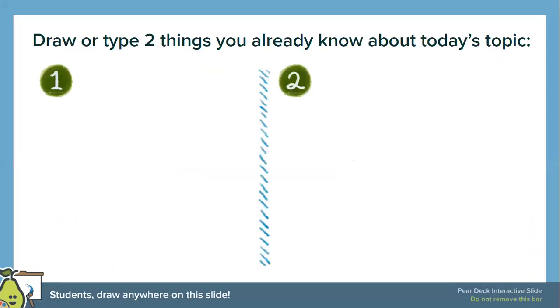So first of all, what do you instantly think of when you read this topic or when you come across this topic? You have to write two of the things there.